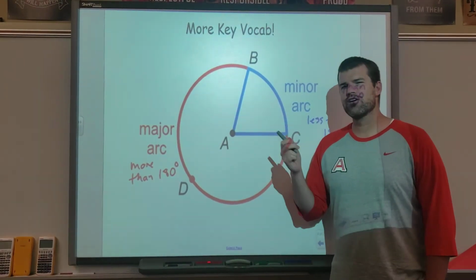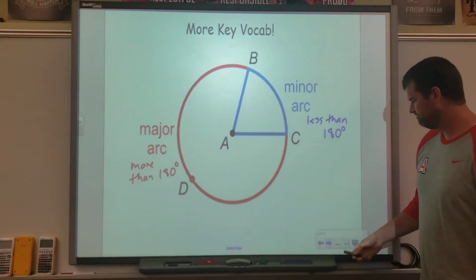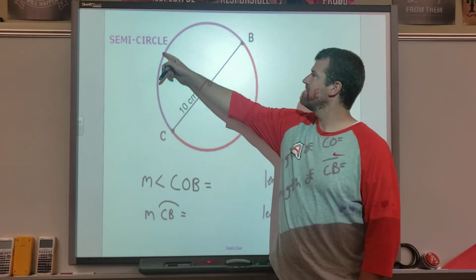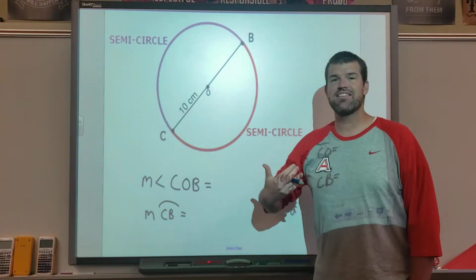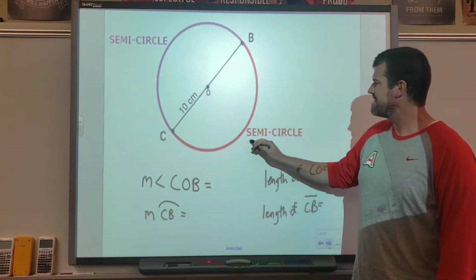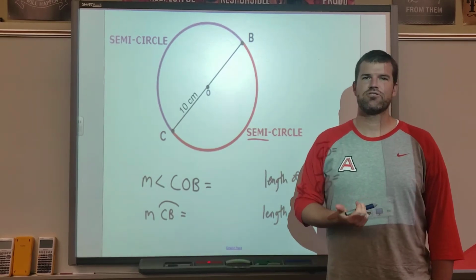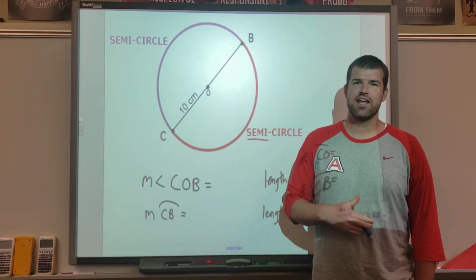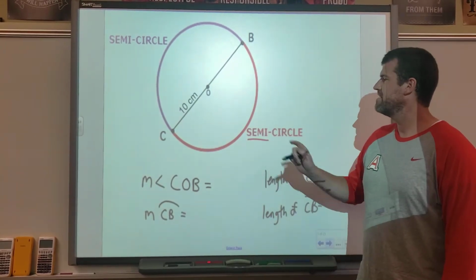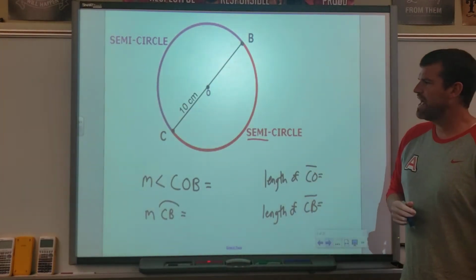What if it's not a minor arc or a major arc? What if it's exactly 180 degrees? We're going to talk about what that's called right now. All right, so this is neither a minor arc nor a major arc because they are the same size, because they are both half a circle. So we just call those semicircles. Semi means half, so it's half of a circle. So we've got minor arc, less than 180, major arc, more than 180, but if it's exactly 180 degrees, that is a semicircle.